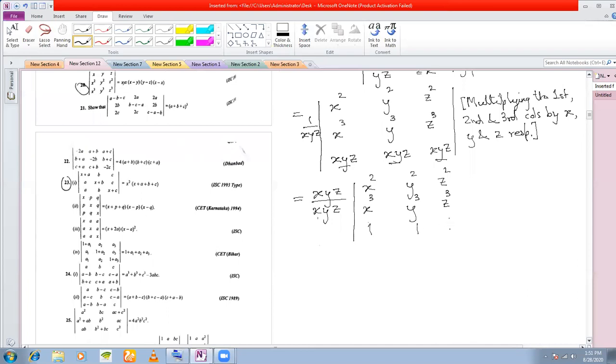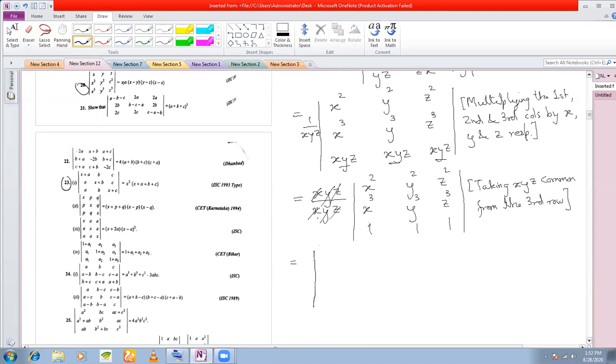1, 1, 1. Now is it easy or not? Yes, sir. Taking xyz common from the third row. Now you can do this. Okay? So this becomes 1 simply, nothing. All this cancels x, y, z. This x, y, z, everything cancels.